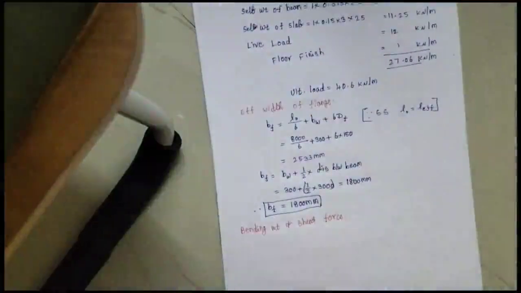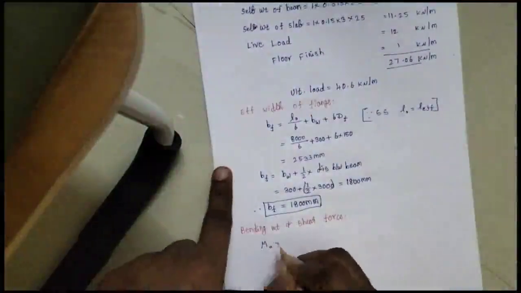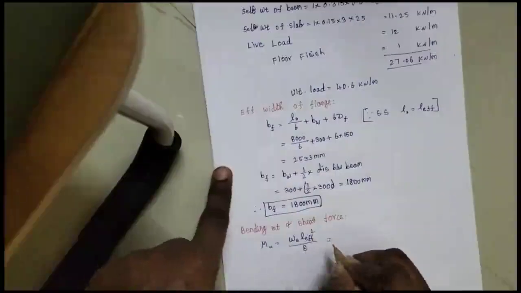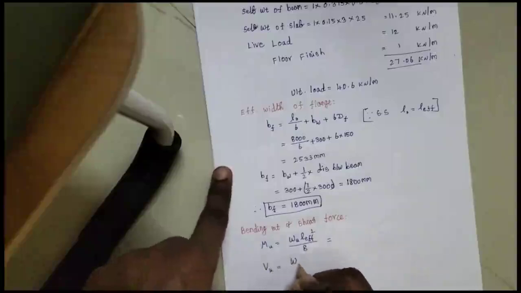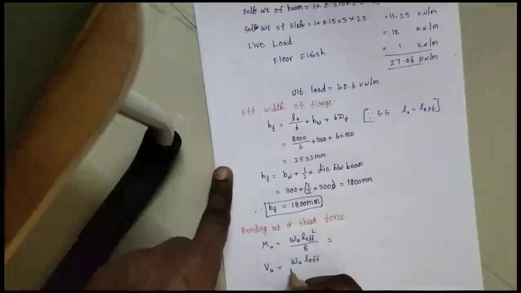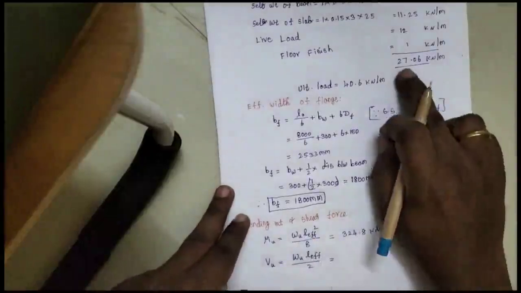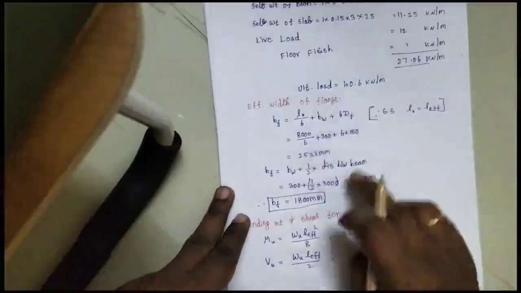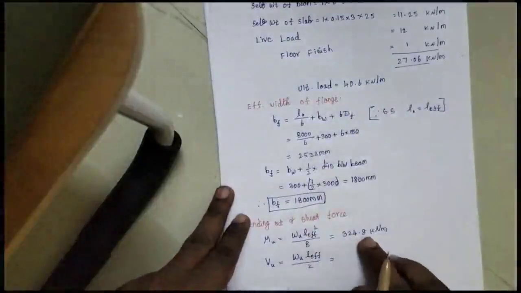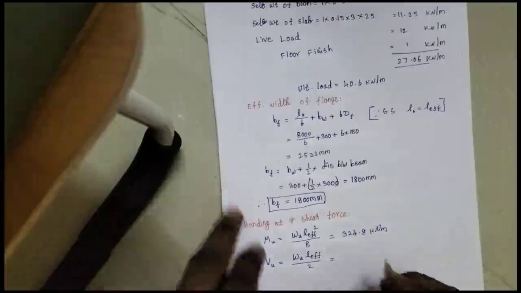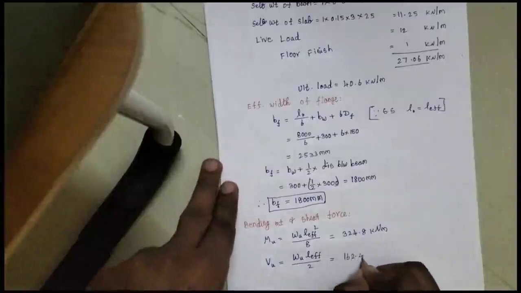Since it is a simply supported beam, we know that the formula to calculate the bending moment is WL square by 8. So MU equal to WU L effective square divided by 8, and VU equal to WU L effective divided by 2. By substituting the value of W as 40.6 and L effective as 8, we get the value as 324.8 kilonewton meter. Next we need to calculate the VU value. So the value is 162.4 kilonewton.